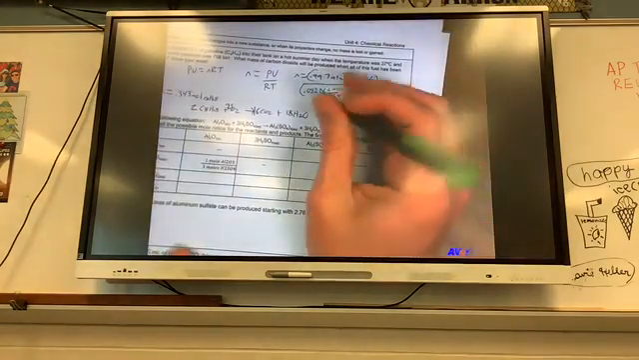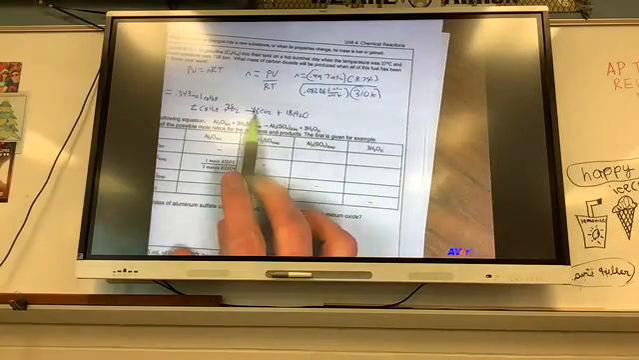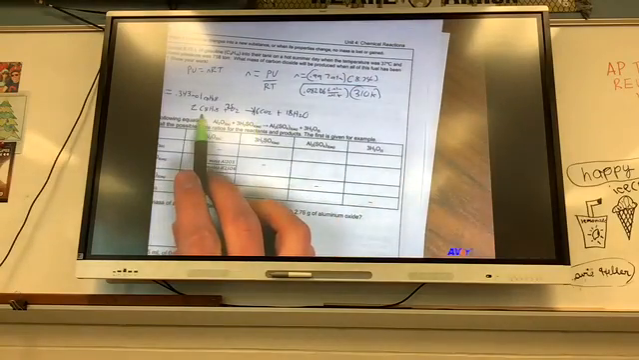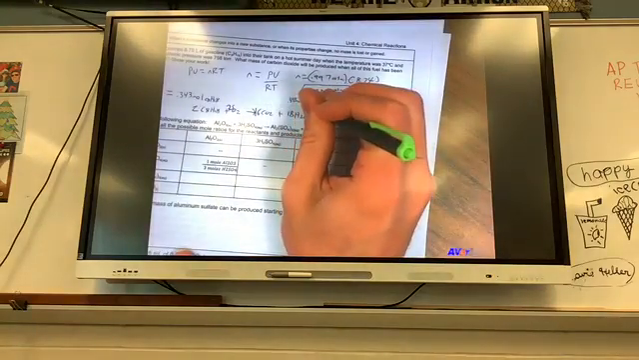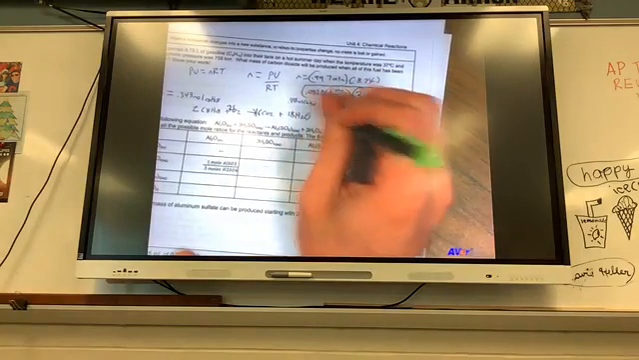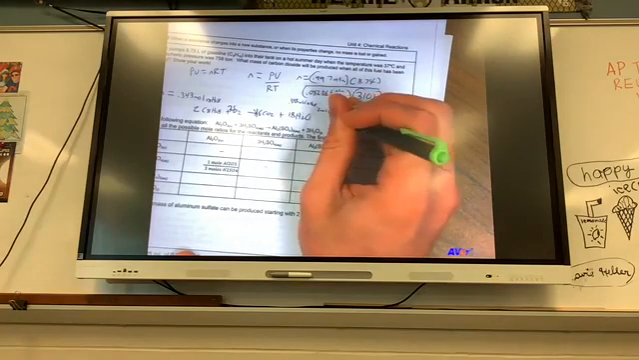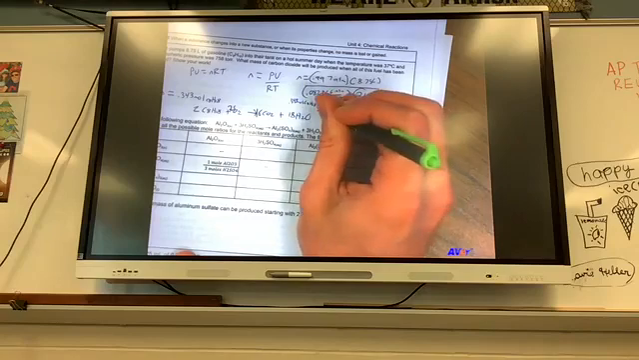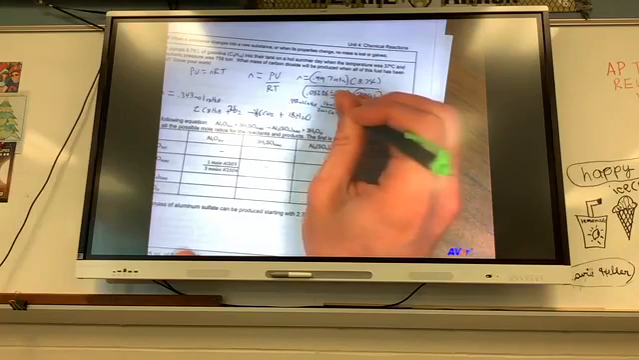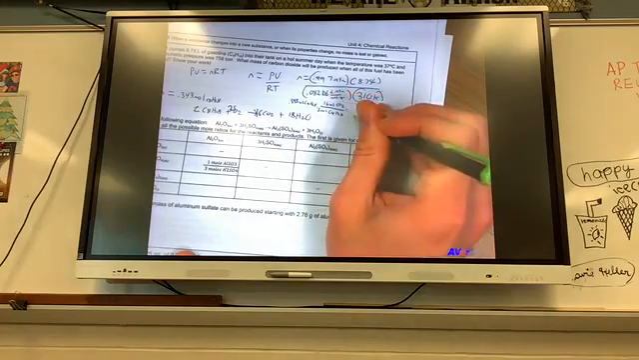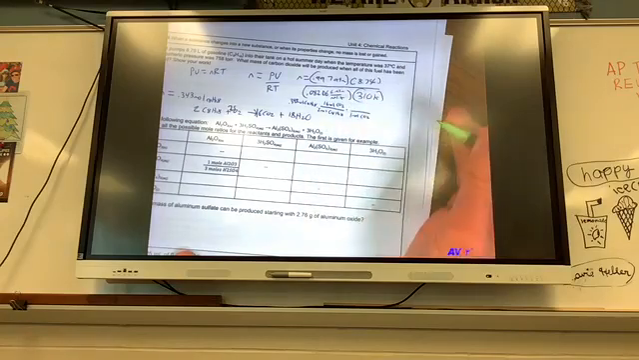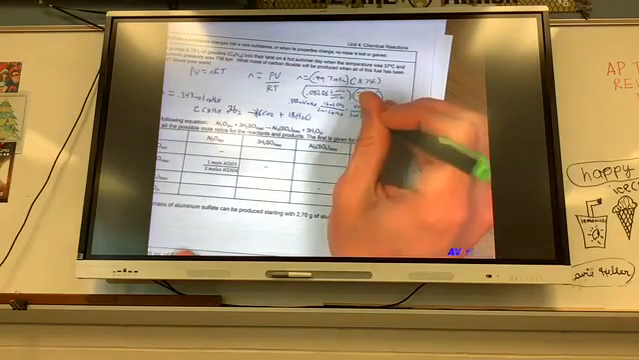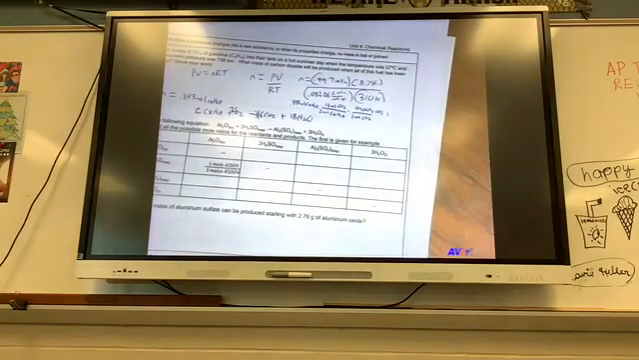So now I can do my stoic. It'll be 16 because 2 times 8 is 16. So I'm going to take my 0.343 moles of C8H18. For every 2 moles of C8H18, I have 16 moles of CO2. And for every 1 mole of CO2, 44.009 grams of CO2. What are we going to get from that?